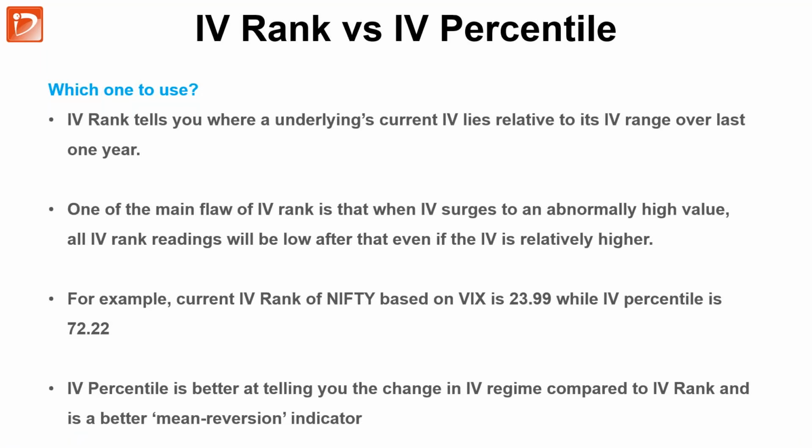So which one to use, IV rank or IV percentile? As I already told you, IV rank tells you where the current IV lies relative to its IV range over the last 1 year. One of the main flaws of IV rank is that when the IV surges to an abnormally high value, which has happened currently with the coronavirus scare, all IV rank readings will be low after that, even if the IV is relatively high.